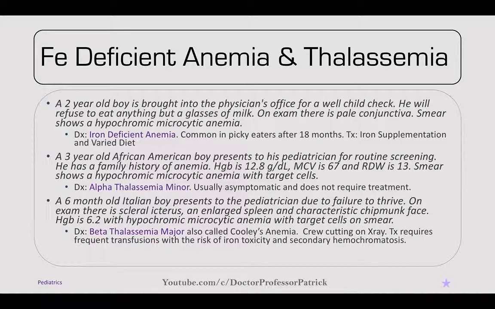Next, we've got a 6-month-old Italian boy who presents to the pediatrician for failure to thrive. On exam, there's scleral icterus, an enlarged spleen, and characteristic chipmunk face. Hemoglobin is 6.2 with hypochromic microcytic anemia and target cells. So this is beta thalassemia major or Cooley's anemia. On X-ray, you can see crew cutting or vertical shifts because of the iron deposits in bones. Treatment requires frequent transfusions, and there's a risk of iron toxicity and secondary hemochromatosis.